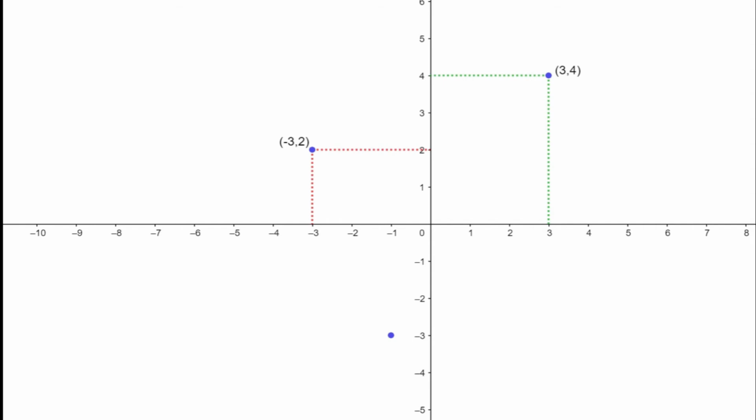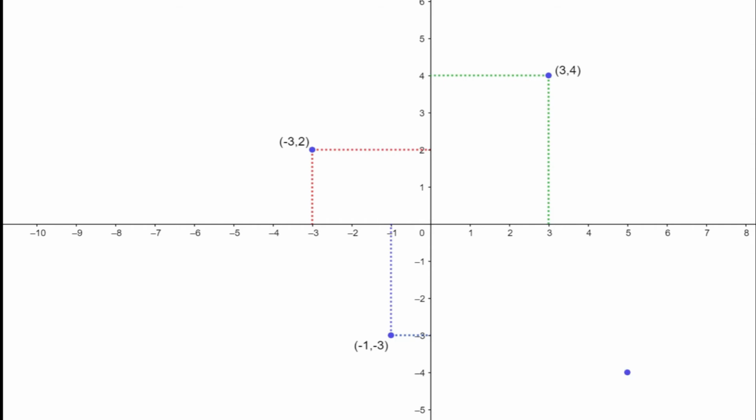What about this point? The x-coordinate is minus 1, the y-coordinate is minus 3. This distance is 1. Since it is to the left of the origin, we can take it as negative. This distance is 3. Since it is below the origin, we can take it as negative. Therefore, the coordinates of this point are minus 1, minus 3.